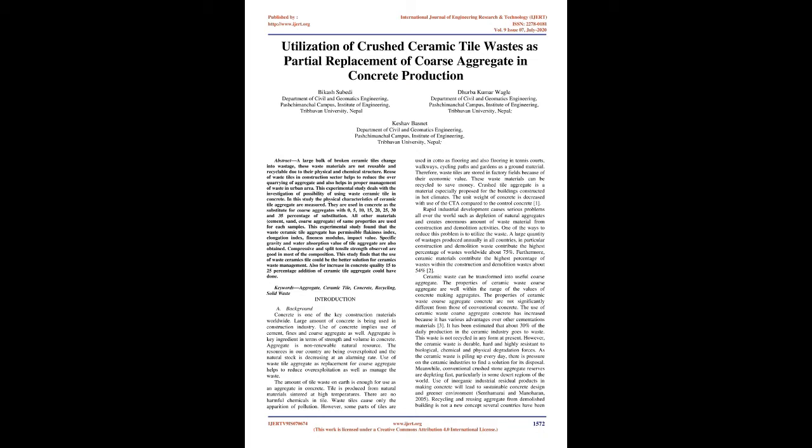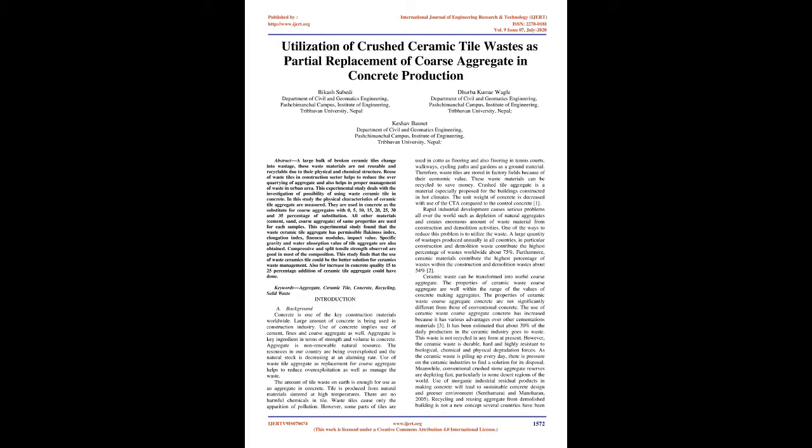Introduction. A. Background. Concrete is one of the key construction materials worldwide. A large amount of concrete is being used in the construction industry. Use of concrete implies use of cement, fines and coarse aggregate as well. Aggregate is a key ingredient in terms of strength and volume in concrete. Aggregate is a non-renewable natural resource. The resources in our country are being overexploited and the natural stock is decreasing at an alarming rate. Use of waste tile aggregate as replacement for coarse aggregate helps to reduce overexploitation as well as manage the waste.